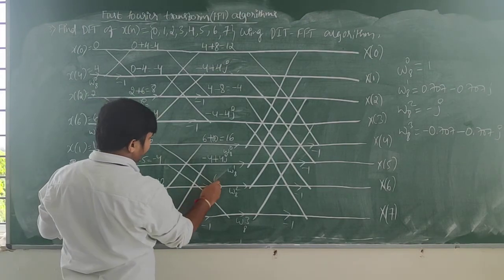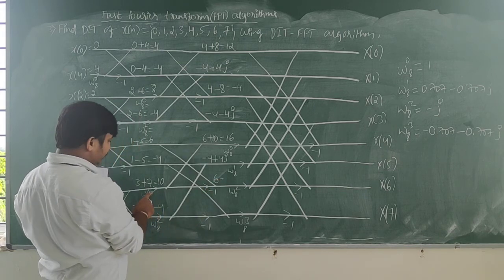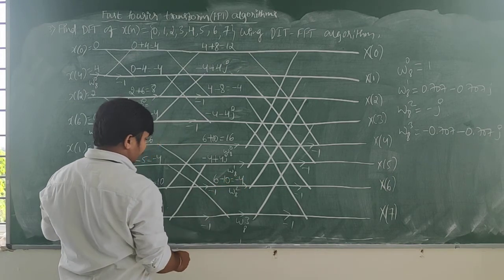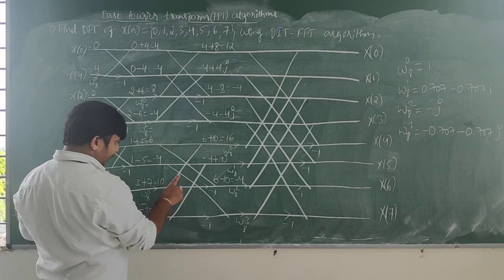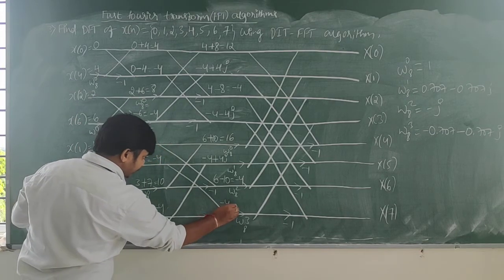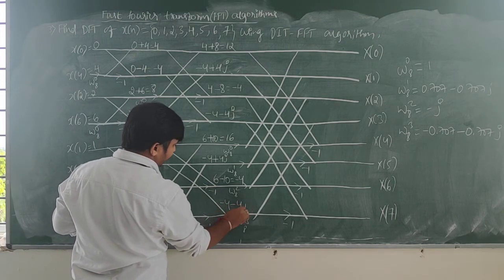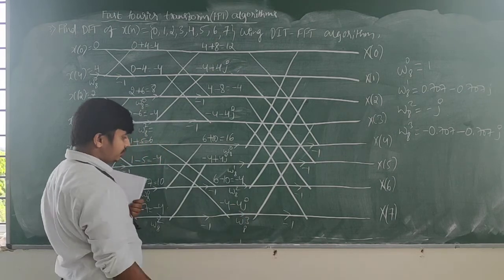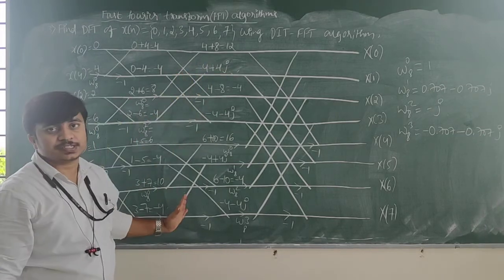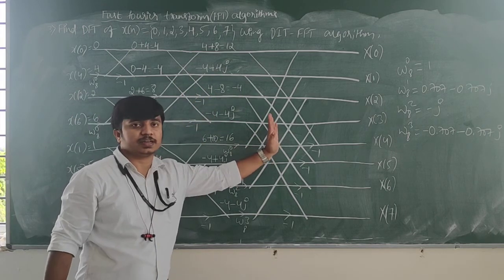So here 6 is coming. 6 minus W8 power 0 is 1. 1 into 10 is 10. 6 minus 10, minus 4. Okay. So here minus 4 is coming. Minus j into minus 4 is plus 4j. Plus 4j into minus 1, it is minus 4j. Therefore minus 4 minus 4j. I got the outputs of second stage. So now the outputs of this second stage will be the inputs for this third stage.